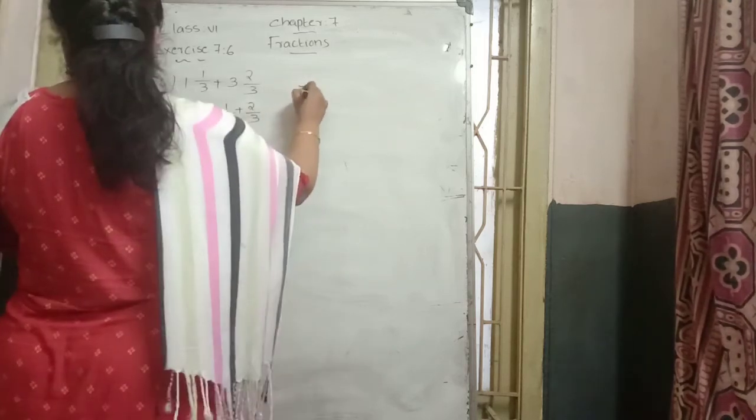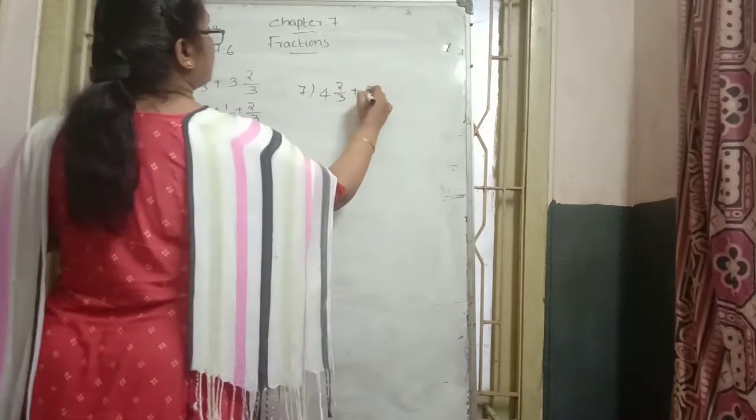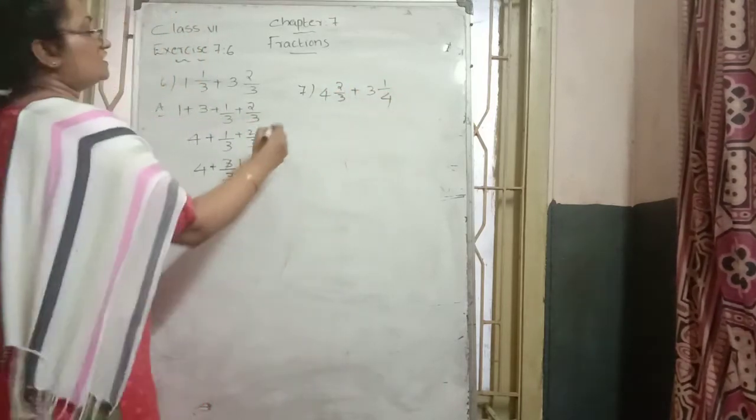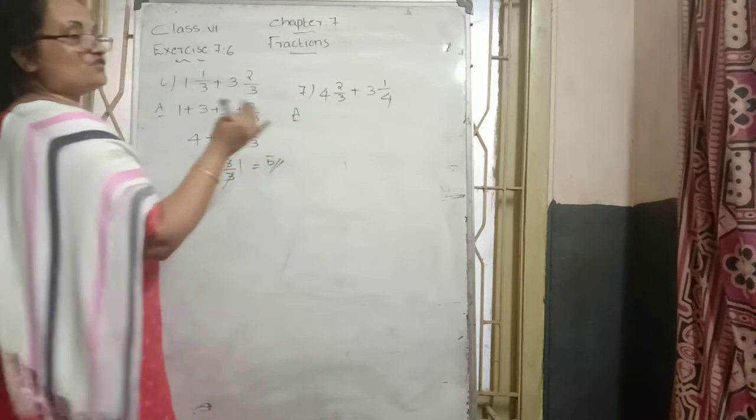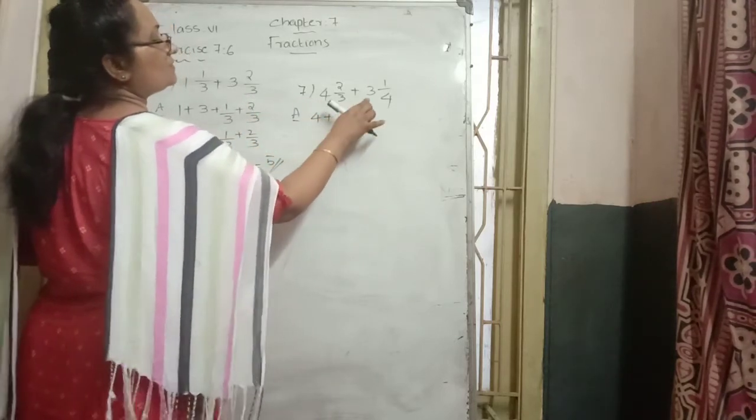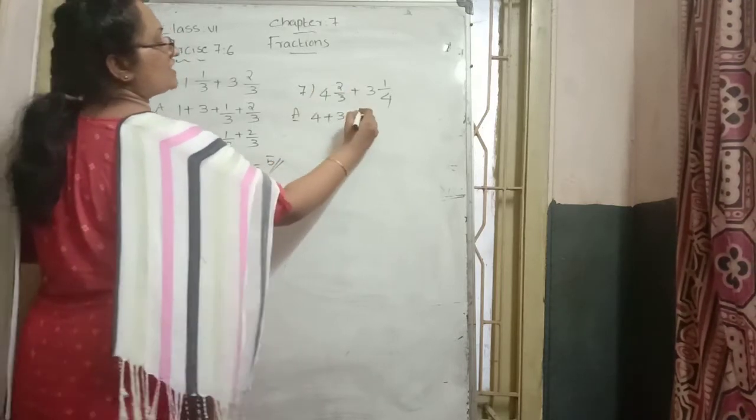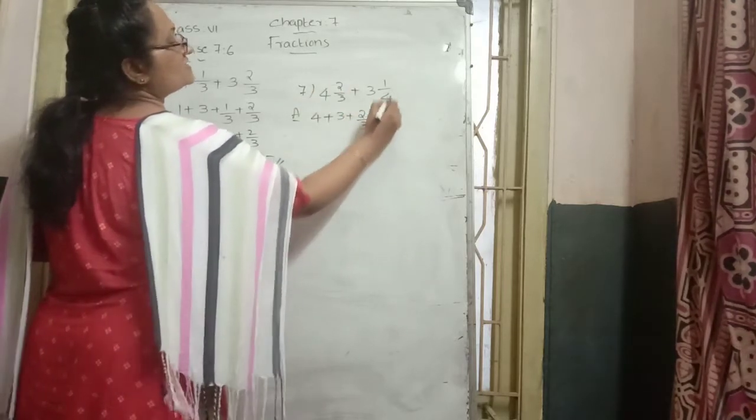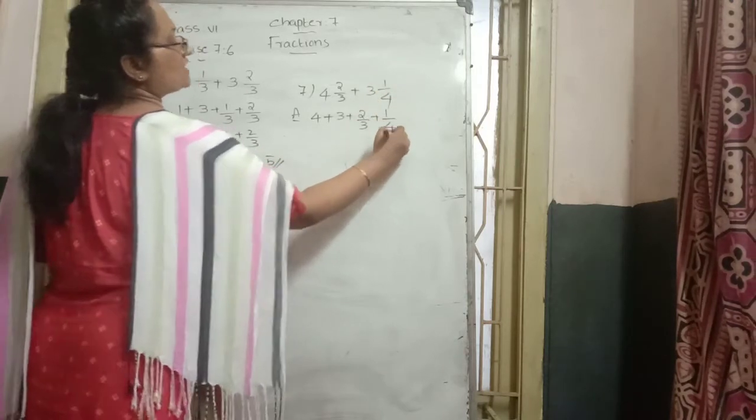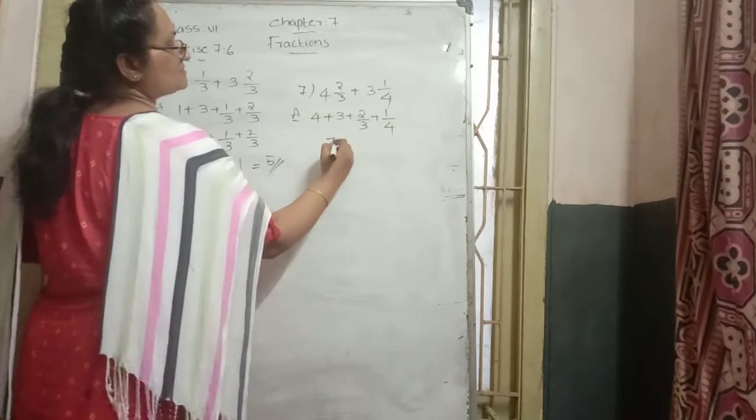Now one more question, mixed fraction type: 4 and 2 by 3 plus 3 and 1 by 4. Here also the same procedure. First, add the whole numbers. Which are the whole numbers? In the first term, 4 is the whole number. In the second term, 3 is the whole number. Then the first term's fraction is 2 by 3, and the second term's fraction is 1 by 4. In this way, we first add the whole numbers: 4 plus 3 becomes 7.